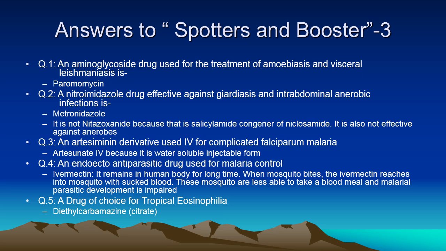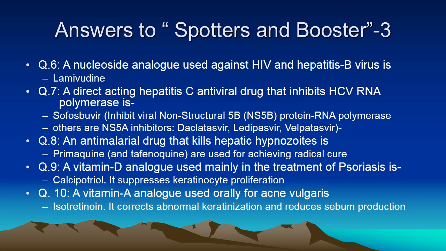Question 5 is a drug of choice for tropical eosinophilia. The classical drug is diethylcarbamazine. Question 6 is a nucleoside analog used against HIV and hepatitis B. The answer is lamivudine. There could be a few more, but this is the most important and common drug.